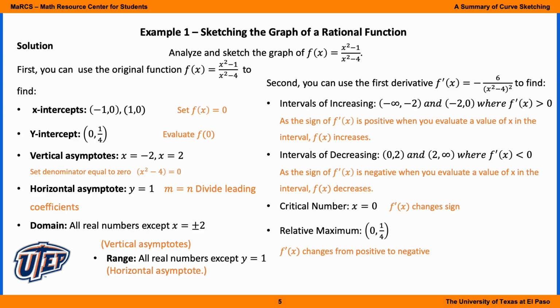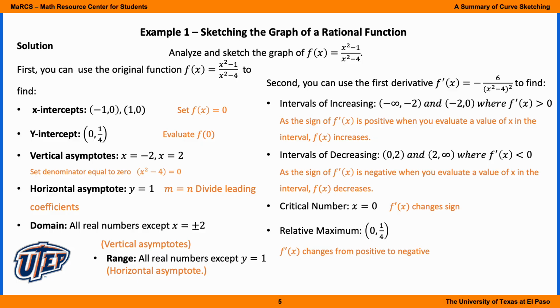Now we can use our first derivative to find our intervals of increasing and decreasing, our critical number, and our relative maximum. So using the quotient rule, our first derivative, f prime of x, is equal to -6 divided by x squared minus 4 squared. So we can construct our test intervals and then choose test values between those intervals, and then determine if the sign of our derivative is positive or negative, and that'll tell us if our function is increasing or decreasing.